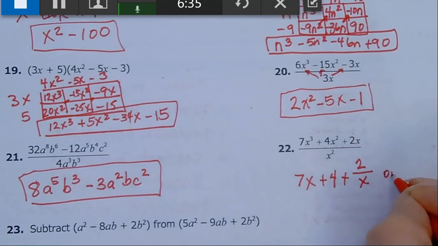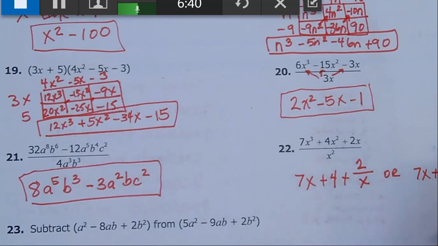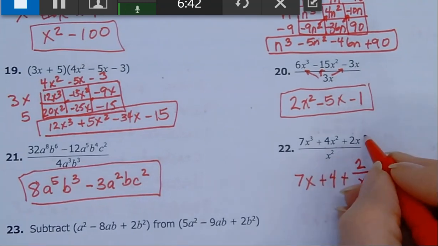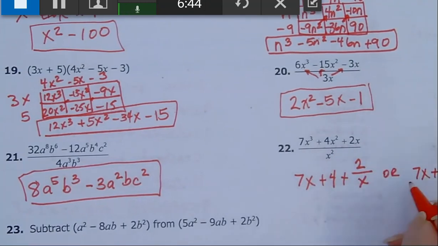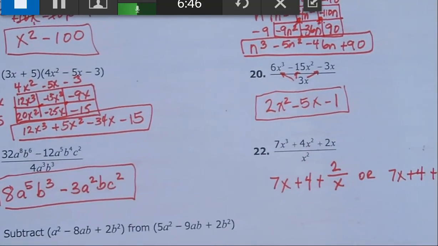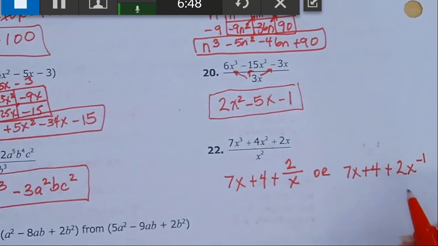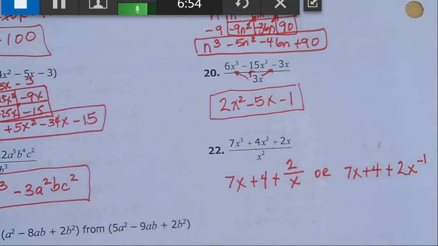Or you could also say 7x plus 4 plus 2x to the negative 1, right? 1 minus 2 is negative 1. So either one of those is fine. Whoopsie, you can't see my answer. I'm sorry. Okay, 7x plus 4 plus 2x to the negative 1. Either one of these is fine. Either one of these is just not classified as a polynomial.